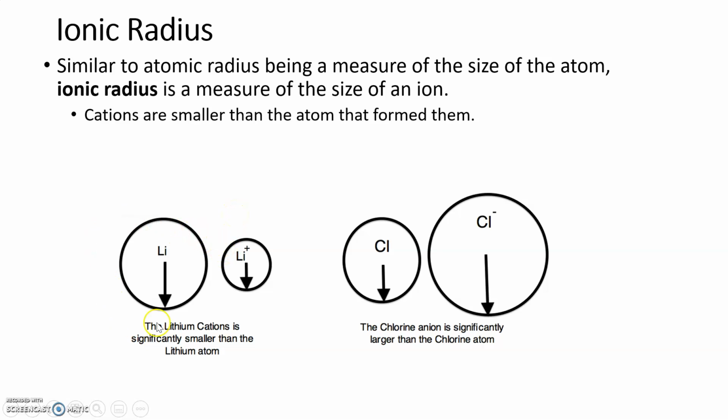So, for instance, here's a lithium atom. It's a metal. It's going to lose an electron and form a cation, and that cation is smaller than the atom that formed it. We know it's a cation because it's got that positive charge, and it's much smaller than the atom that formed it. Anions tend to get bigger when they form. So here's chlorine, the atom, and here's chloride, the ion. Again, we know that because of that negative charge. And notice chloride is significantly larger than chlorine.